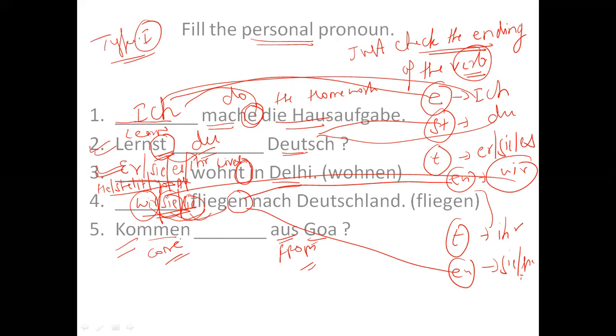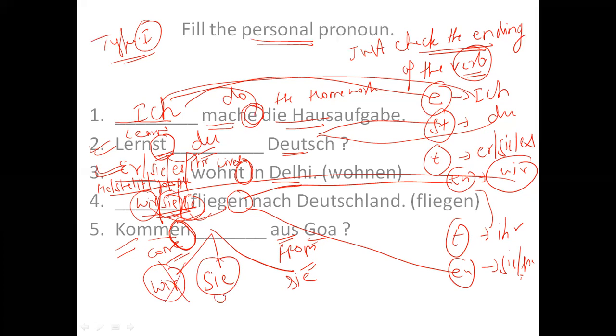So are you coming from Goa? So the ending is -en. Again, three options are possible here: one is wir, second is Sie, and third is small sie. So if you write wir, it will give you the meaning of are we coming from Goa? So ideally it is not correct, it doesn't make sense.